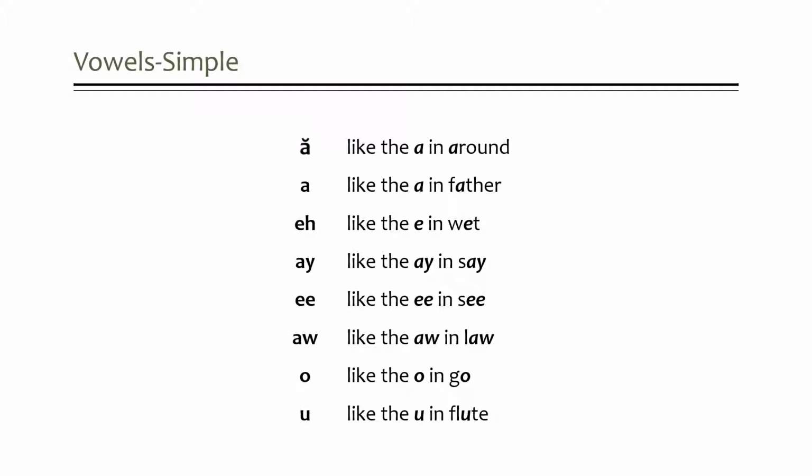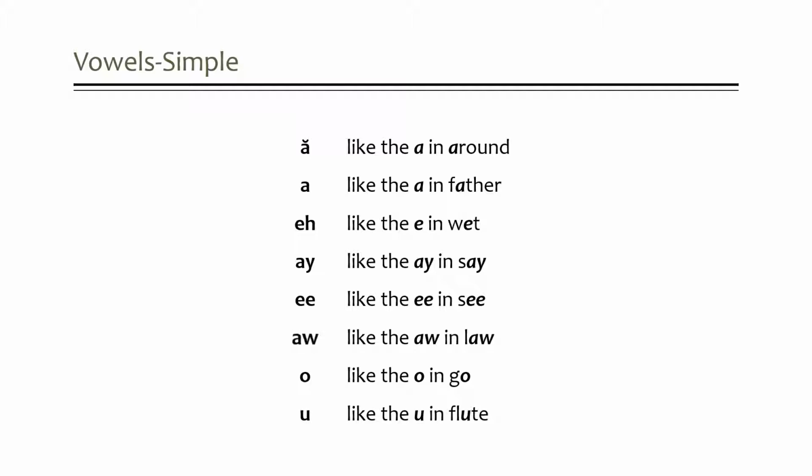This first Romanized symbol is pronounced like the A in the word around. This next simple A is like the A in father, ah. The next vowel sound is pronounced like the E in the word wet, eh. The next vowel sound like the AY in the word say. The next vowel sound, the double E sound, like the double E in the word see.